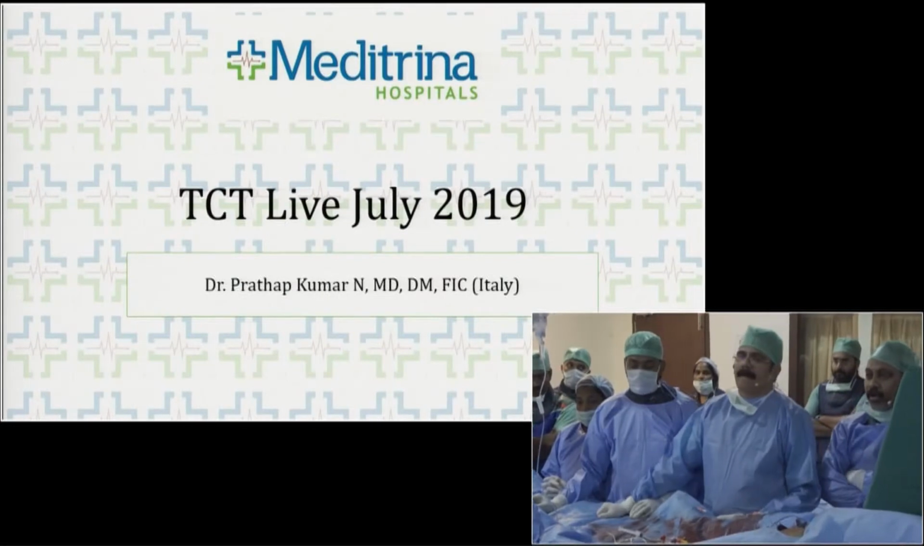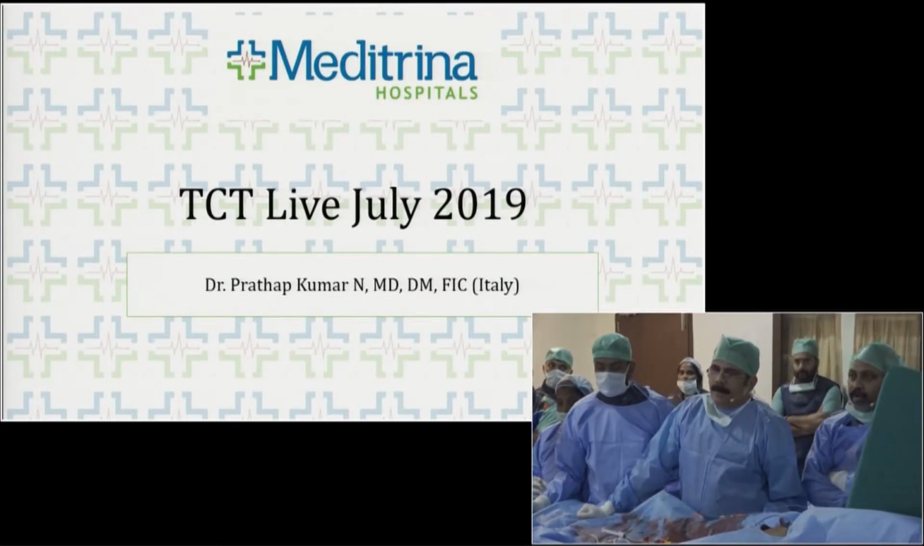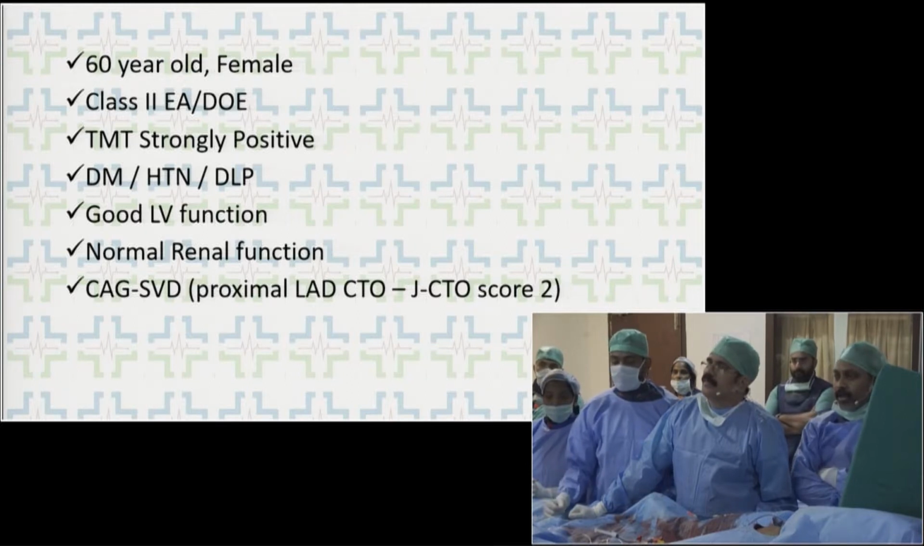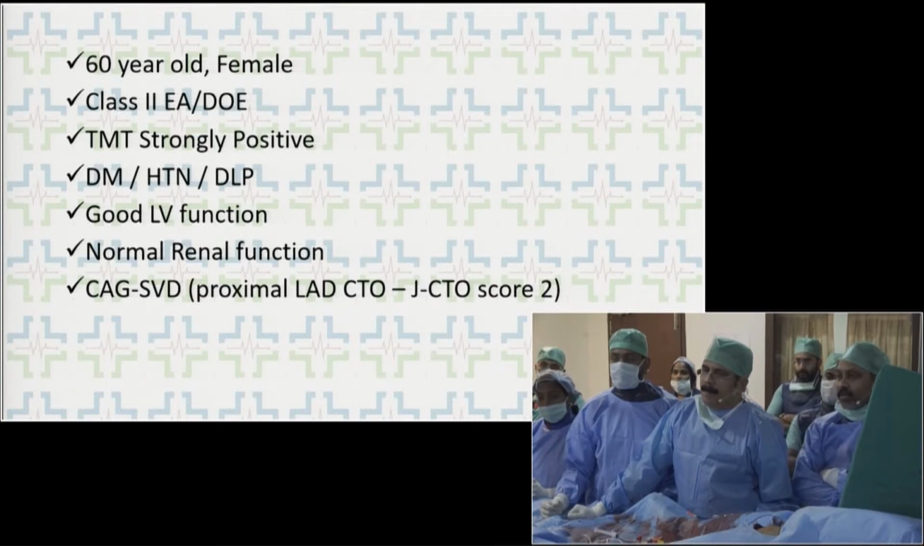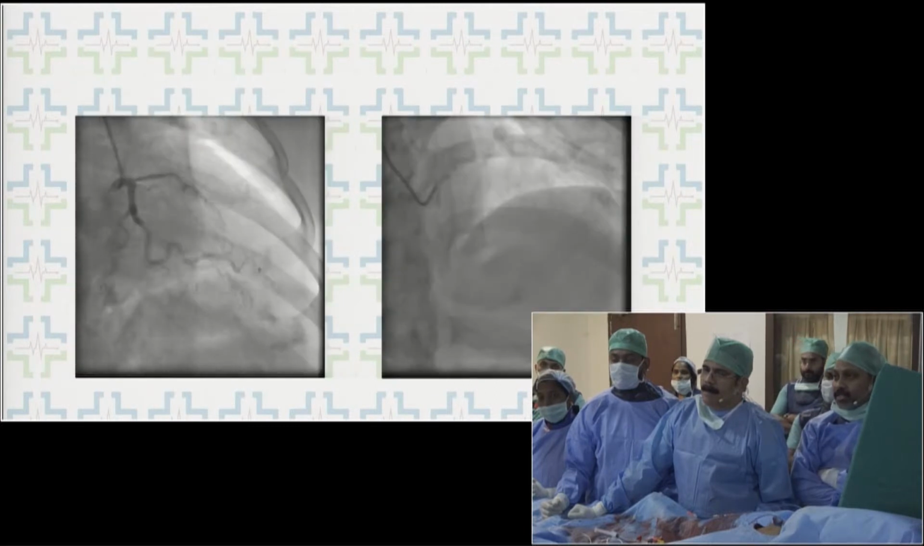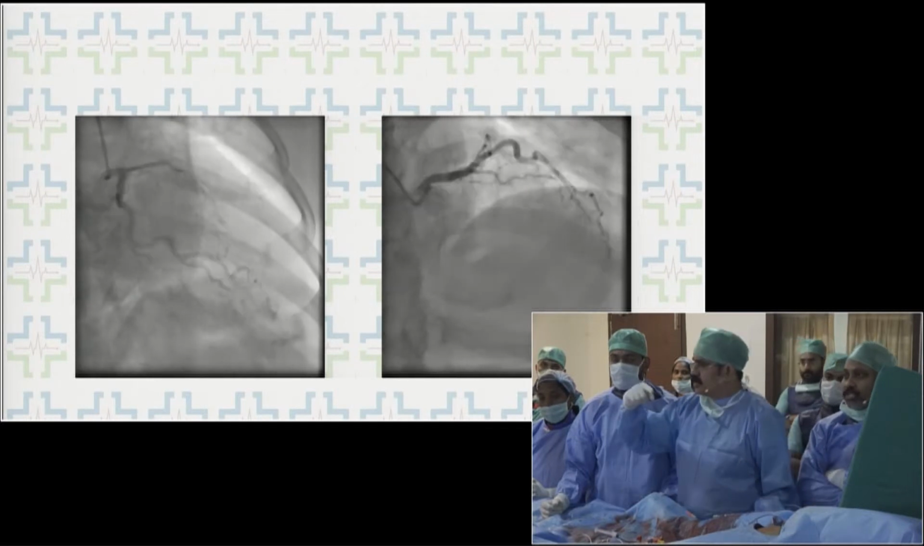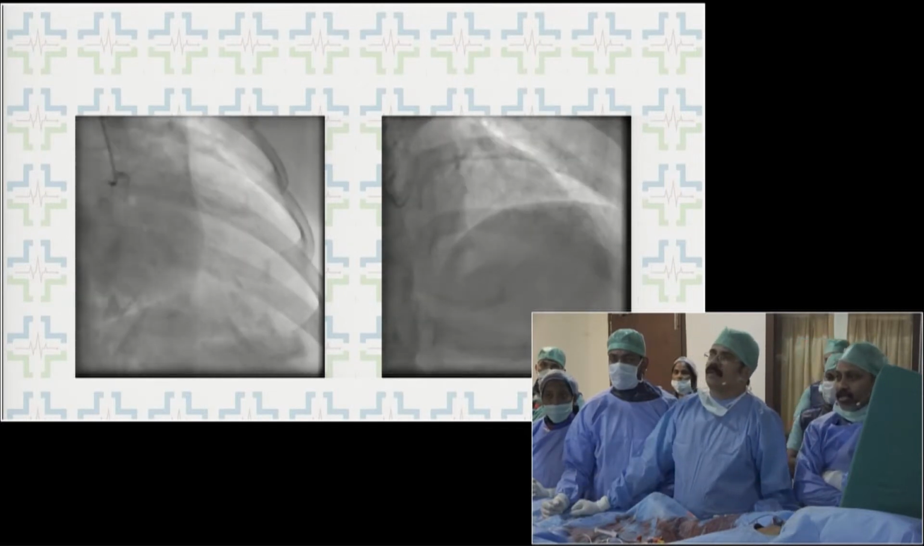Good evening all. Our case is a 60-year-old female, diabetic, hypertensive, with history of class 2 effort angina for the last 1 year, evaluated with the TMT, which was strongly positive for inducible ischemia. Angiogram done elsewhere showed single vessel disease, ostioproximal long segment CTO of the LAD, and no flow limiting lesions in RCA and circumflex. They attempted PCI to the proximal LAD CTO through antegrade approach nearly 2 months back, but couldn't succeed and abandoned the procedure.